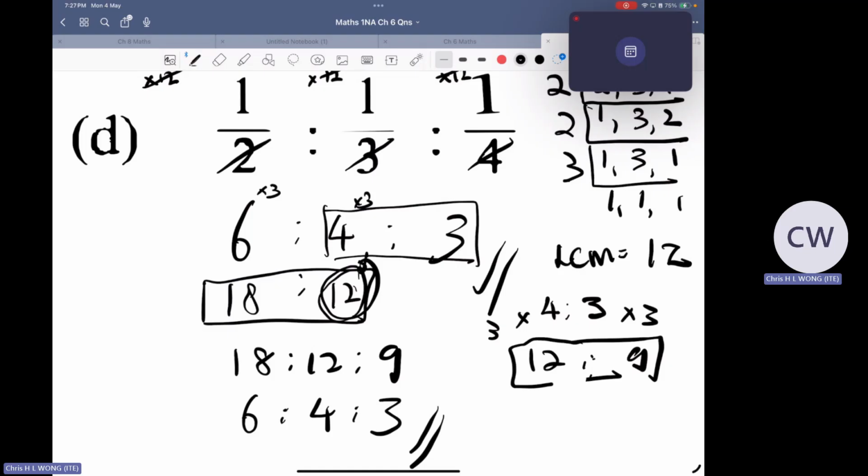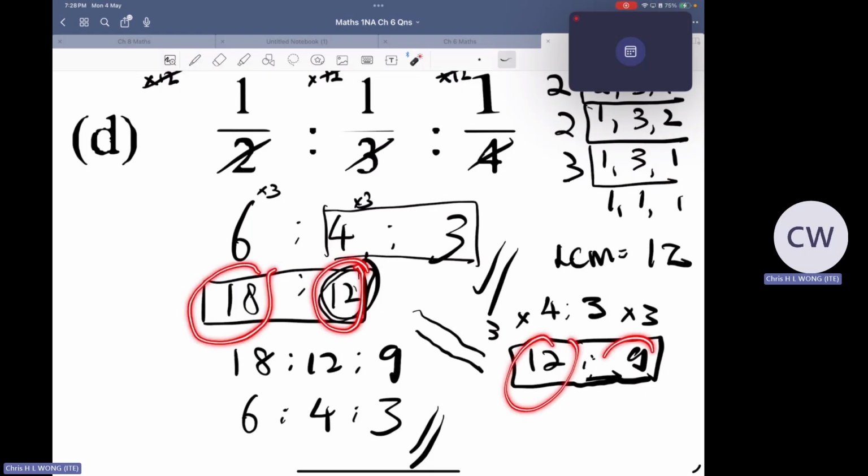Then you can make this equal. 18 is to 12, 12 is to 9. So you have 18, 12, 9. That's how you make it.